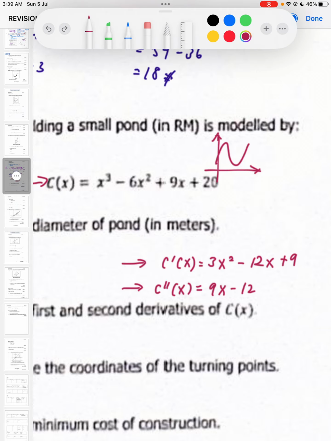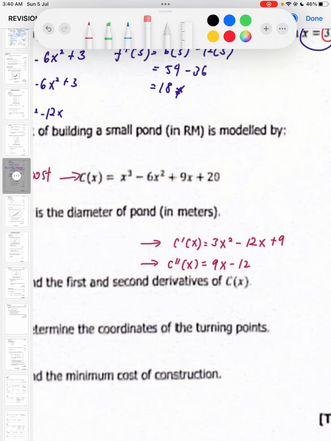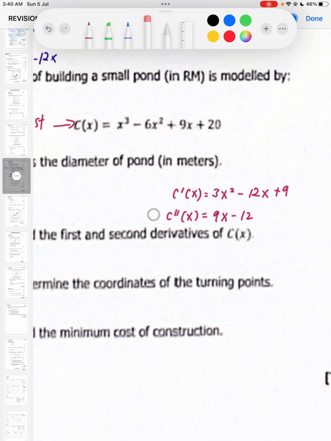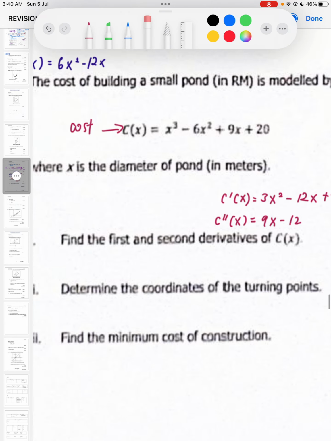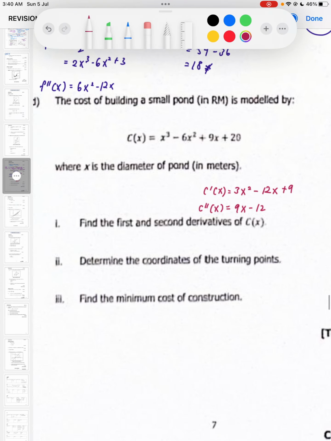So the second derivative here is meant to determine the nature of the graph. Maksudnya, graph tu ada maximum point ke, ada minimum point ke, macam mana? Since this kind of question, they don't give you the graph itself, how are we supposed to determine the nature exactly? That is where the first derivative and second derivative comes in handy. So that is the explanation why we need to derive it for the first time and the second time.